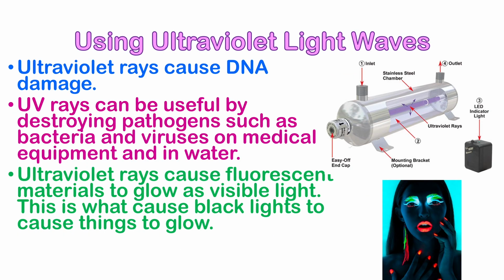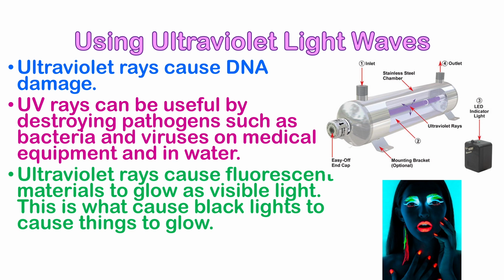Other uses for ultraviolet light: well, they cause DNA damage. We can use that to our advantage because it can destroy pathogens and viruses, so it's used to clean medical equipment, and it's also used to purify water. You can get rid of the pathogens in the water because it'll kill anything that's living, and it will denature the proteins of viruses. So UV light right now is used to help destroy coronavirus on medical equipment.